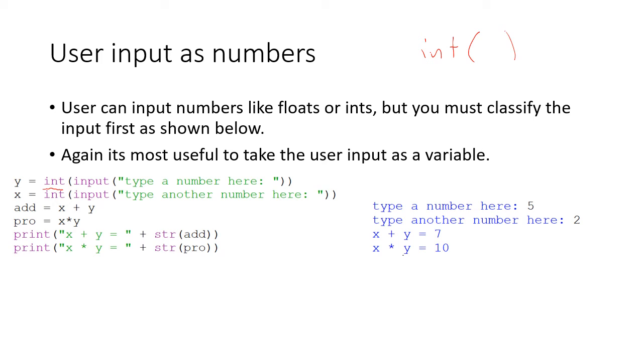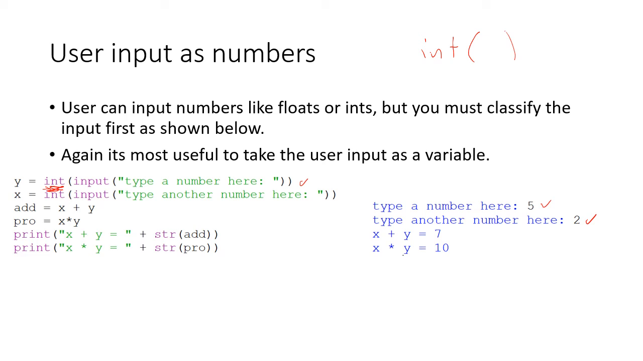For example, this first line right here is going to print type a number here, type in 5, then this int command right over here again changes it to an integer. Now x, we're doing the same thing here, changing it to an integer. So after we type in and hit enter for the number 5, we're typing in another number. We typed in number 2, and now we're going to do some math with it.